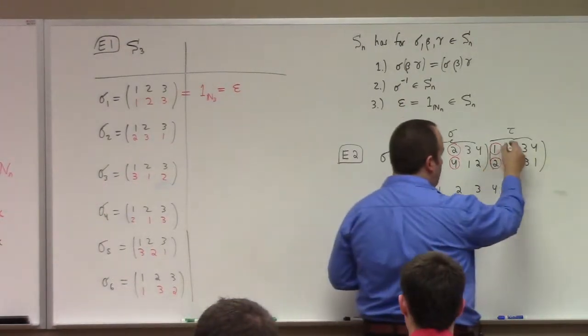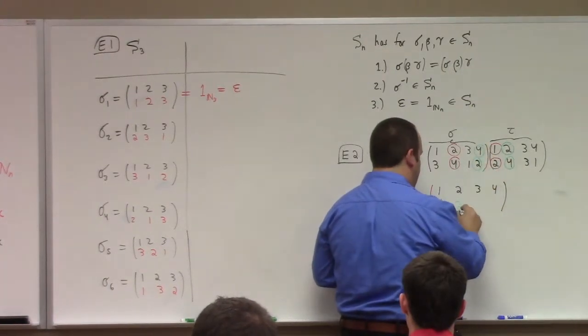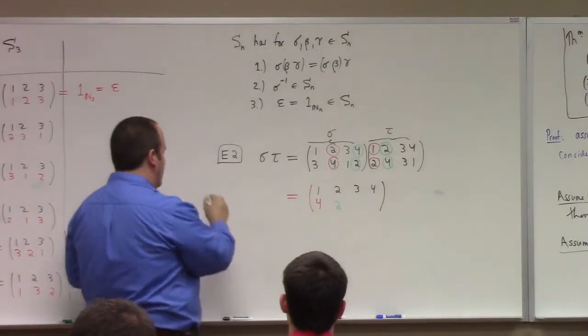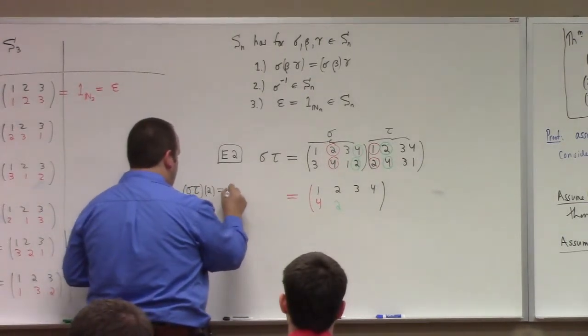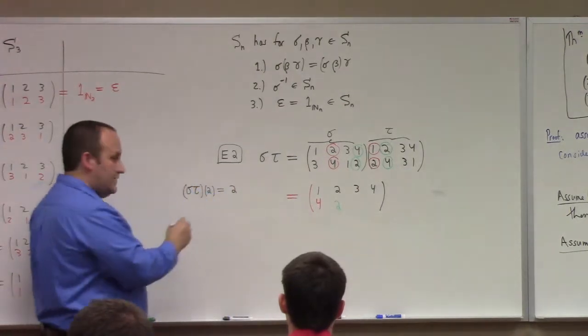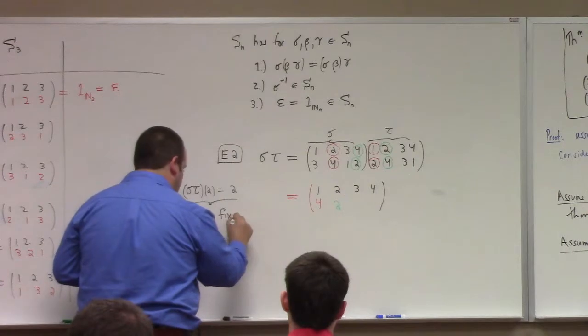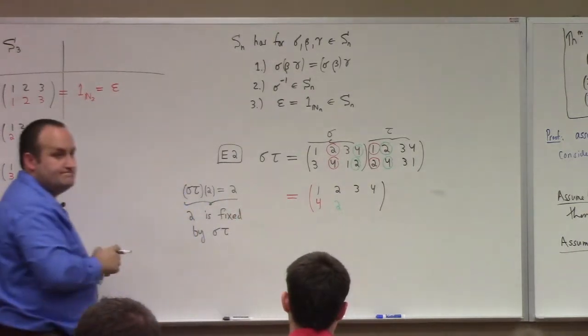Next, 2 goes to 4. But then 4 goes to 2. So 2 goes to 2. When this happens, we have that sigma tau of 2 is equal to 2. This means that 2 is fixed by the permutation sigma tau.